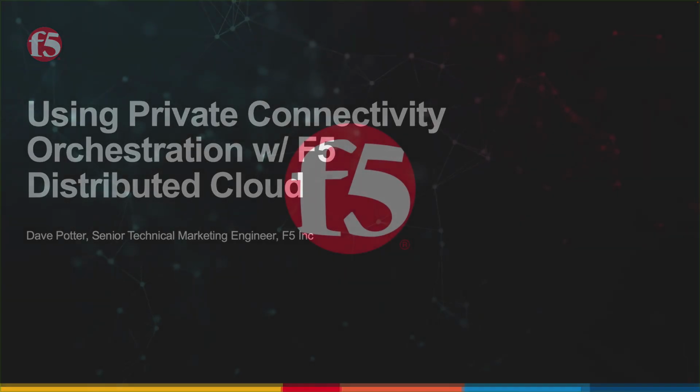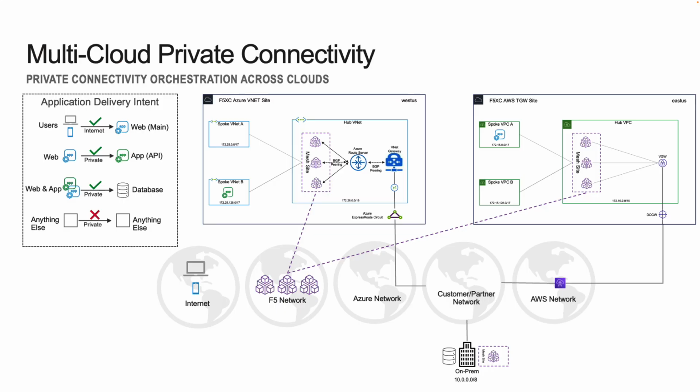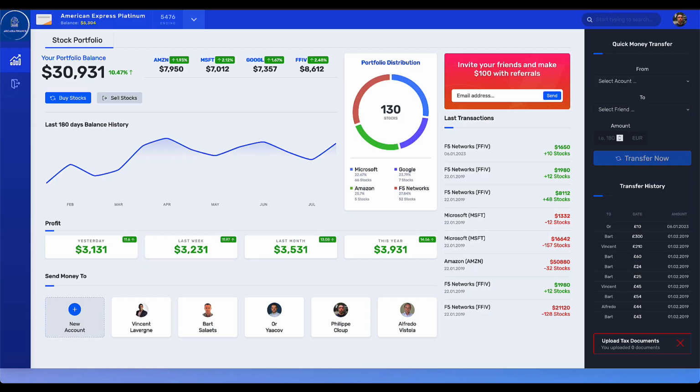Hello everyone. In this demo, I'm going to show how to use the F5 Distributed Cloud to interconnect multiple sites using dedicated private connectivity. In this demo, I use an application that's distributed onto multiple sites. For this example demo, I'm using the sample app called Arcadia Finance. It's an application that we like to use here at F5 because it's an example of a modern app and it runs in multiple locations concurrently.